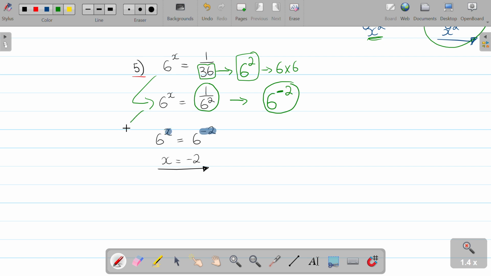So what ends up happening is I have 6 to the power of x is equal to 6 to the power of negative 2. Because I can write this as 6 to the power of negative 2. And therefore, when my bases are the same, I can now make my exponents equal to each other. So I write x is equal to negative 2. So I just wanted to include that last example because we also need to know how to use the negative exponent rule in equations as well. It's really important.